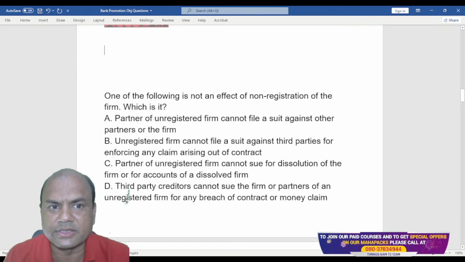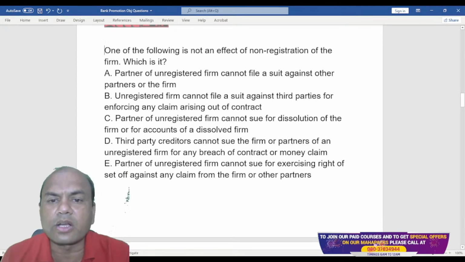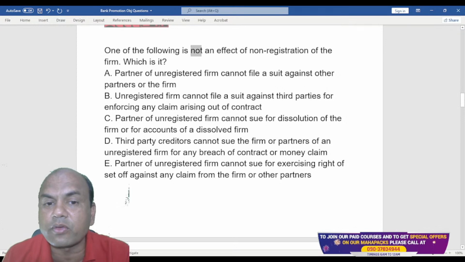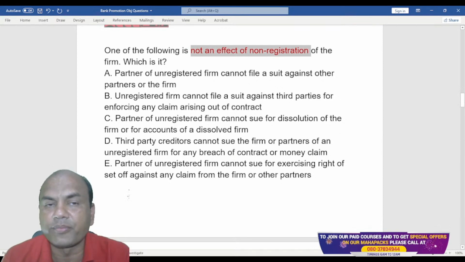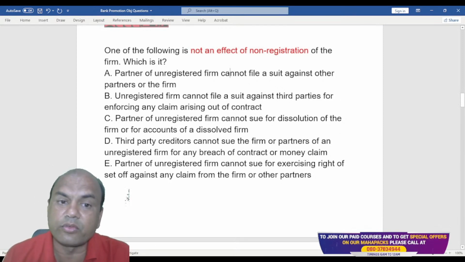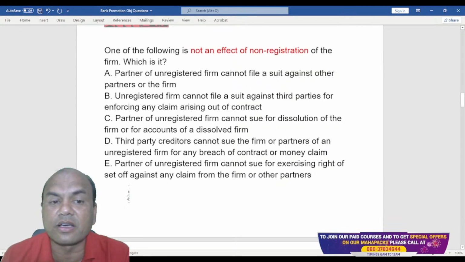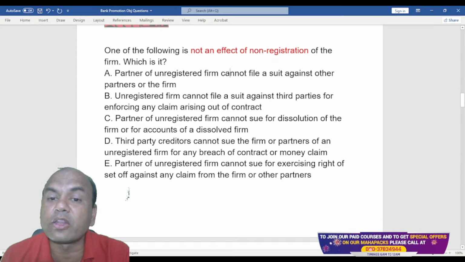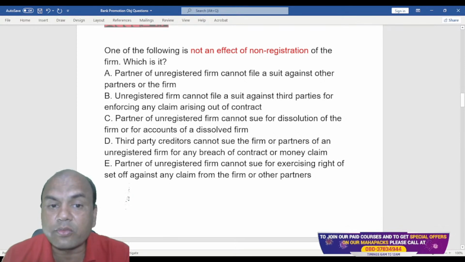One of the following is not affected by non-registration of the firm. Which is it? In every question, you have to look at the typical crux. What is the moot point? One of the following is not affected. Partners of an unregistered firm cannot file a suit against other partners of the firm. Is this true? That is true. You cannot file a suit.